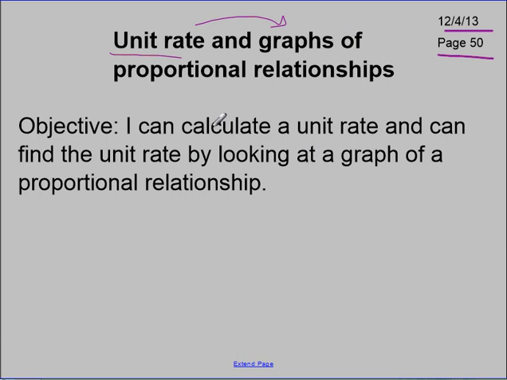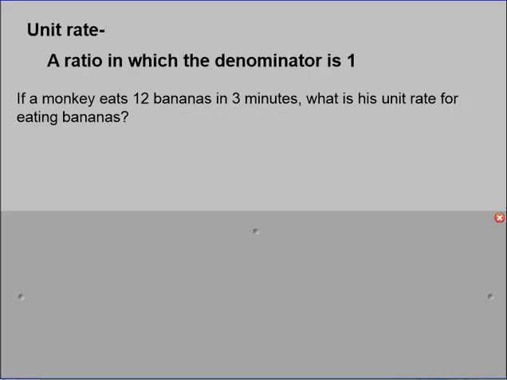So our objective today is: I can calculate a unit rate, and I can find the unit rate by looking at a graph of a proportional relationship. Get that all written down. Don't forget the page number and the date.